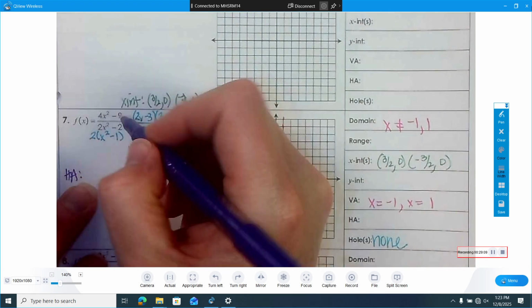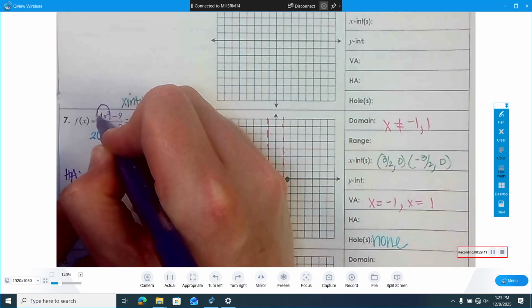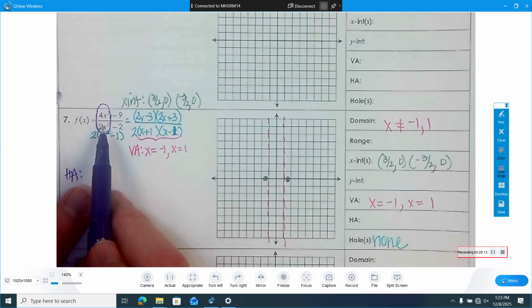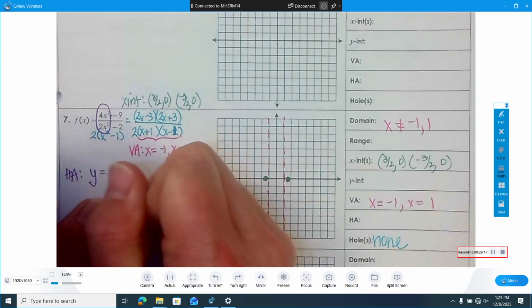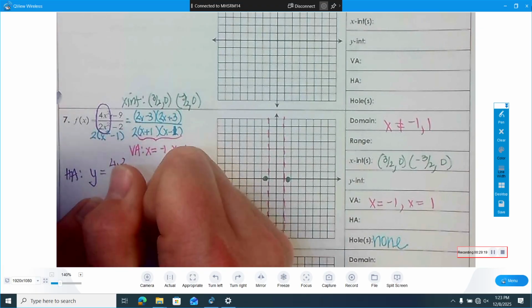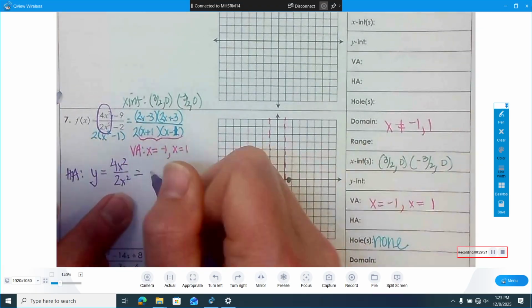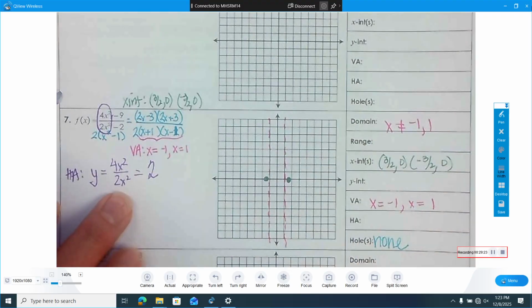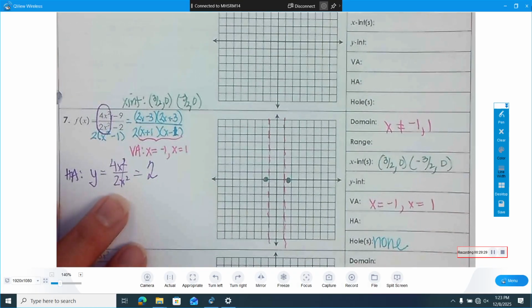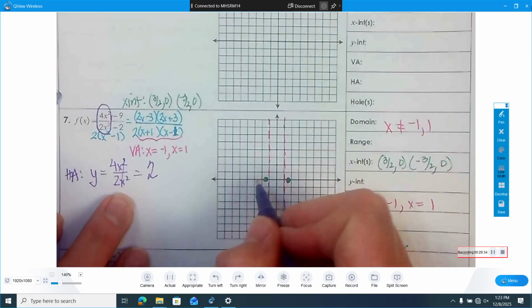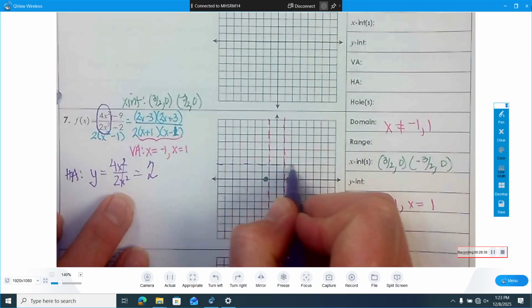It is 2, you're right. So for the horizontal asymptote, I just look at the leaders. Yeah, so the horizontal asymptote is 4x squared over 2x squared, which cleans up real nice to 4 over 2, which just reduces to a 2. So anytime the leading terms match, it's real easy to reduce them. So that horizontal asymptote is at y equals 2.